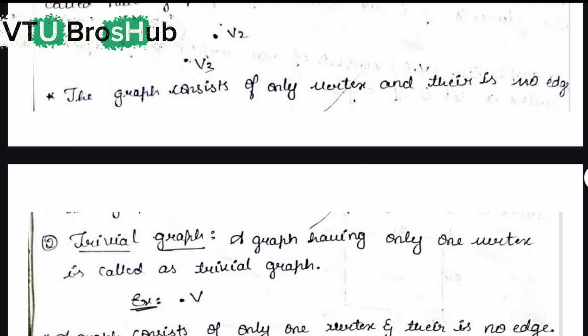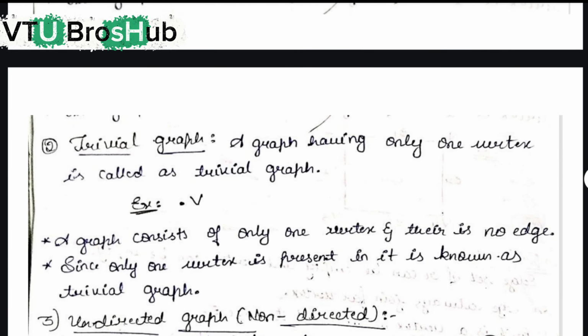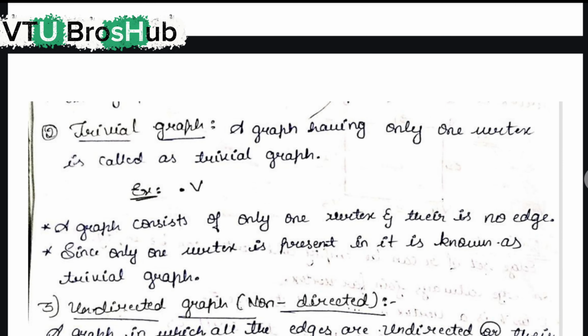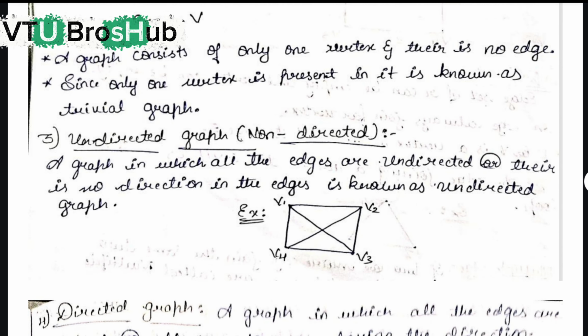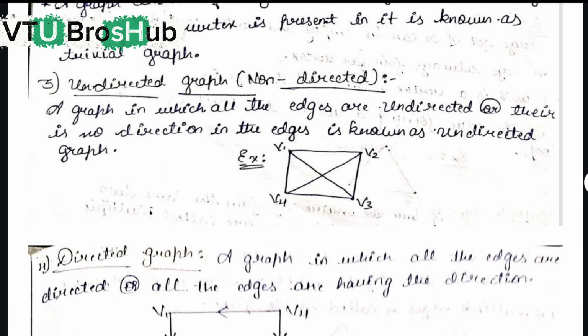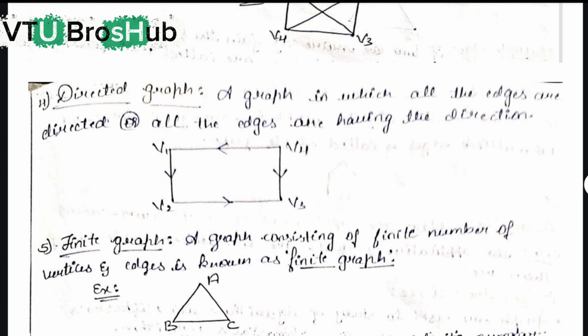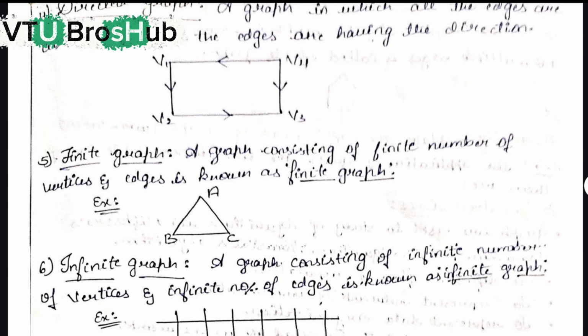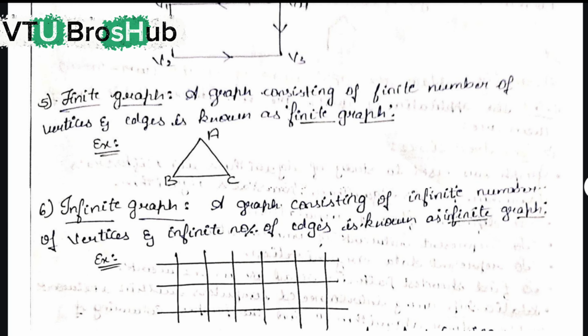Now let's briefly explain the important types of graphs, all shown clearly in your PDF notes. Null graph: no edges, only isolated vertices. Trivial graph: only one vertex, no edges. Undirected graph: edges with no direction. Directed graph: arrows show edge direction. Finite graph: has countable vertices and edges. Infinite graph: has endless vertices and edges.